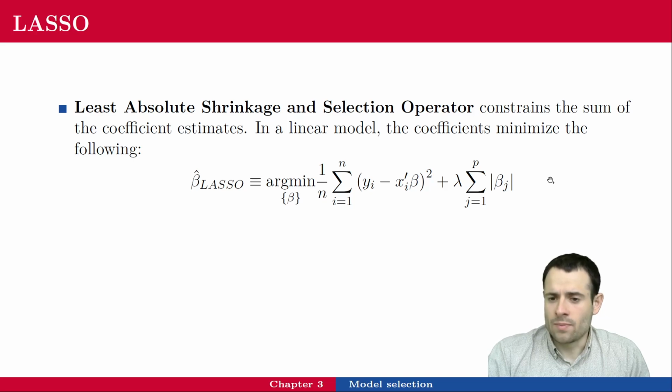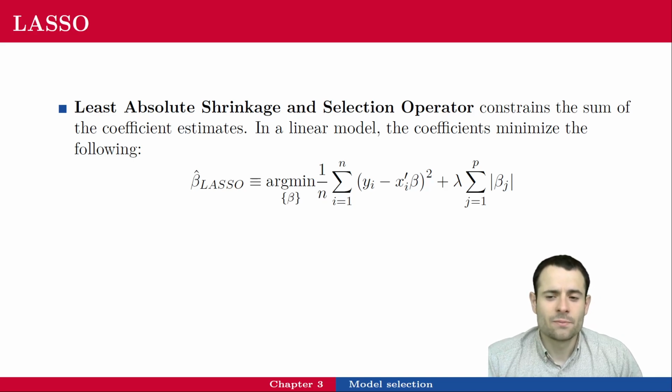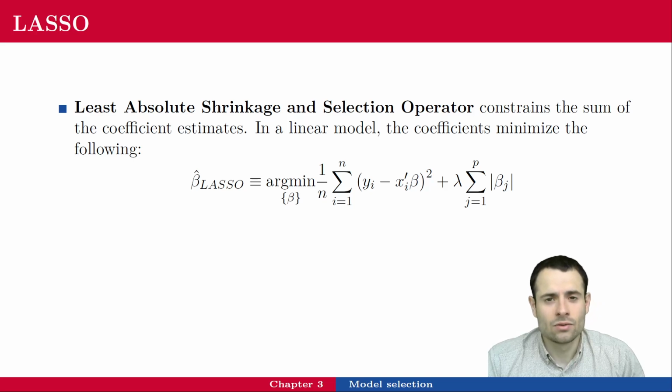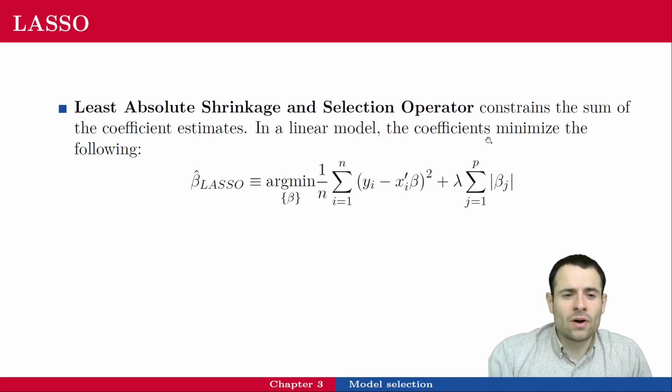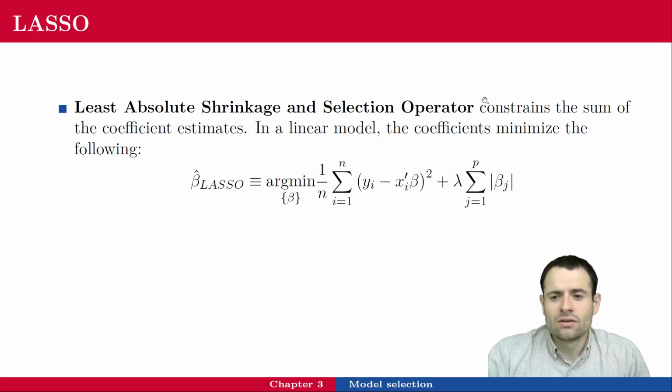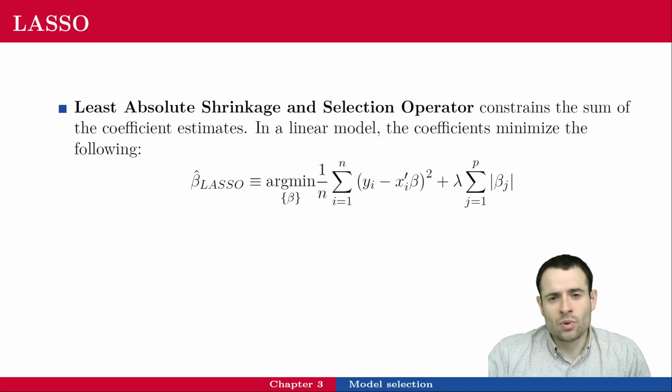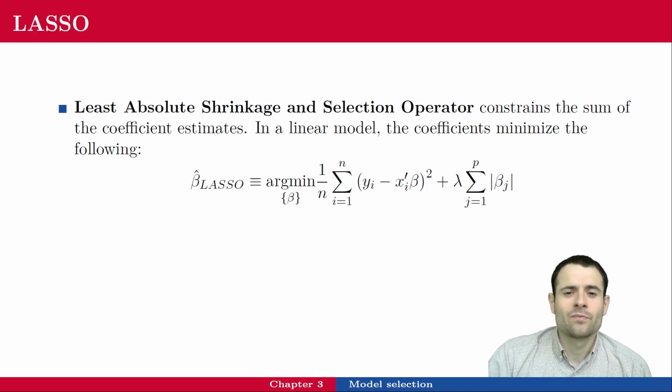Replacing the square by an absolute value will have a major difference in that the lasso estimator sets some coefficients to exactly 0. So the second part of lasso, selection operator, occurs. It's going to shrink most coefficients, and in the process, some of them are going to be exactly equal to 0. So it's also going to select variables.